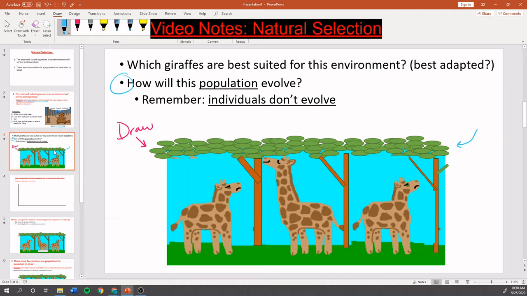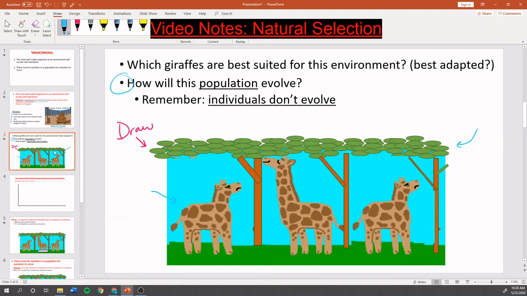Okay, and so it says, remember, individuals don't evolve. So what I'm trying to say here is that a whole population is what will change over time. One individual will not change over time. So this little guy right here, poor shorty, he's not going to just, because the trees are tall, grow taller and evolve himself. That's not how it works.